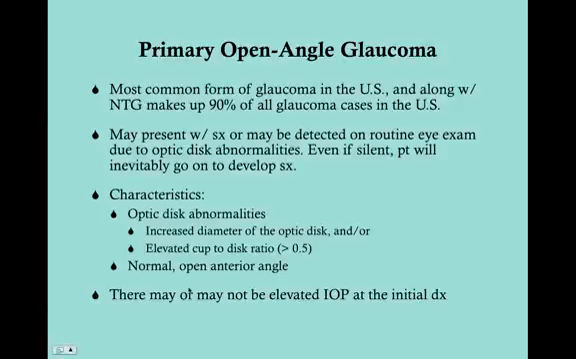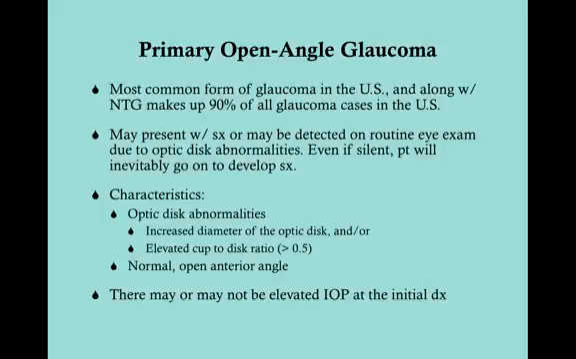So the characteristics are optic disc abnormalities. Just in the setting of optic disc abnormalities, you can really narrow your differential down to glaucoma. And so what are we looking for in the optic disc? We're looking for an increased diameter of the optic disc or an elevated cup-to-disc ratio. Now, the normal cup-to-disc ratio is 0.3 or less. But with primary open angle glaucoma, and really a lot of the other glaucomas too, like chronic glaucomas, the cup-to-disc ratio is going to be more than 0.5.